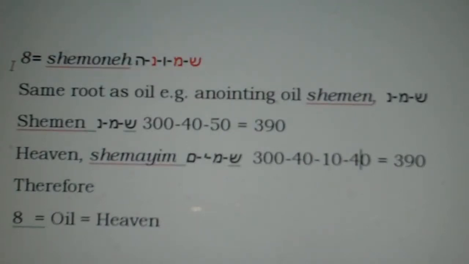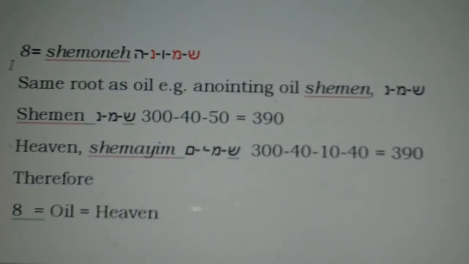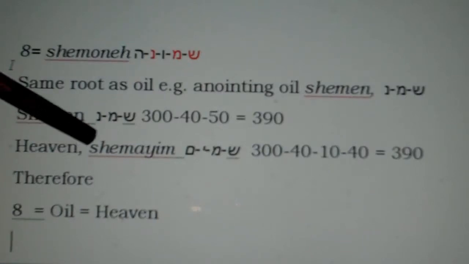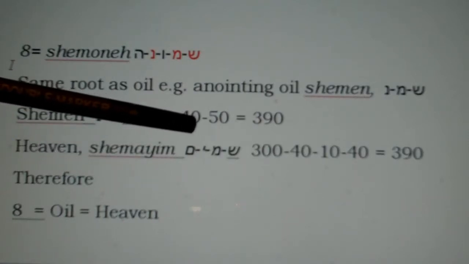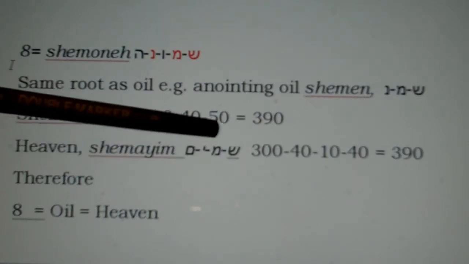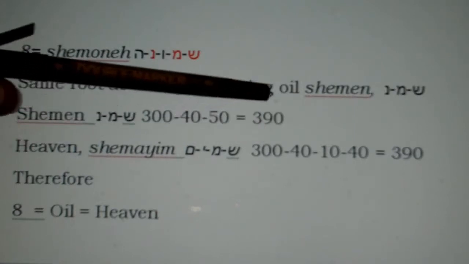In fact, the word for anointing oil is mashach, which is related to Messiah, but we can talk about that at another time. The geometrical value of shemen: shin is 300, mem is 40, nun is 50, so it's 390.